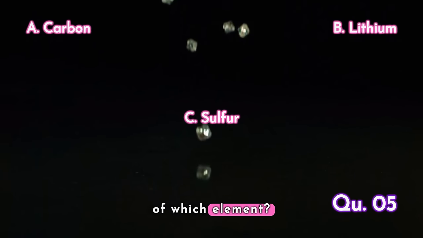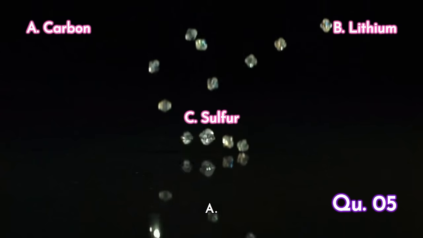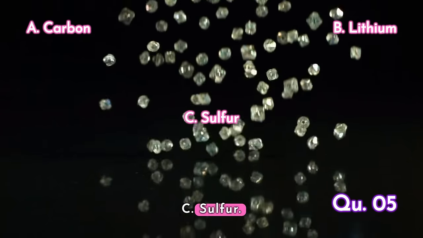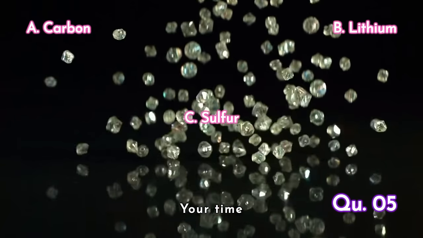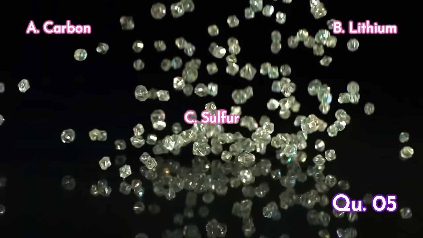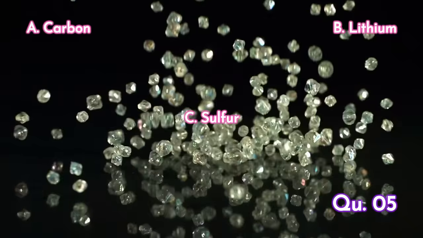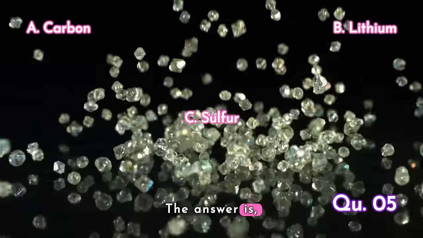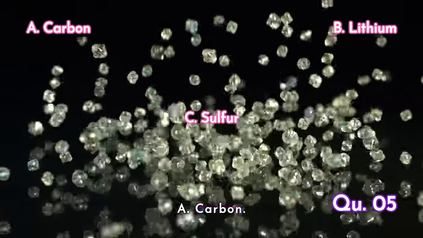Question 5. Diamonds are made of which element? A, carbon. B, lithium. C, sulfur. Your time starts now. The answer is A, carbon.